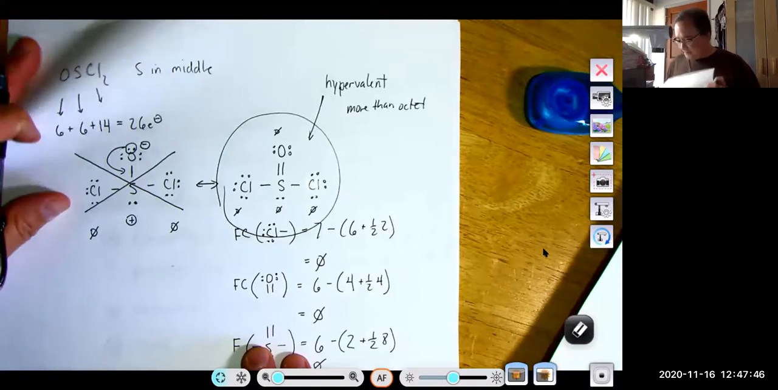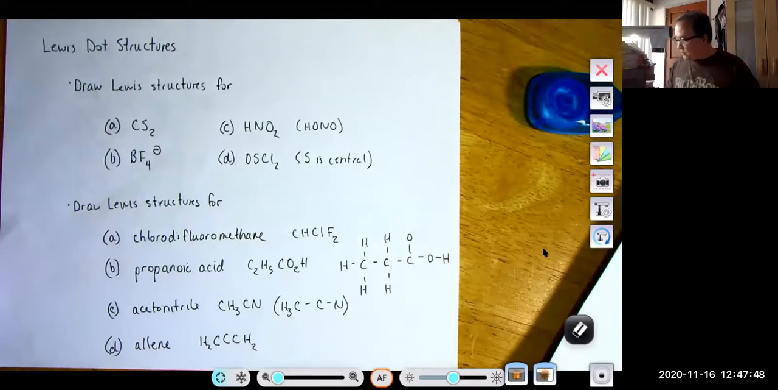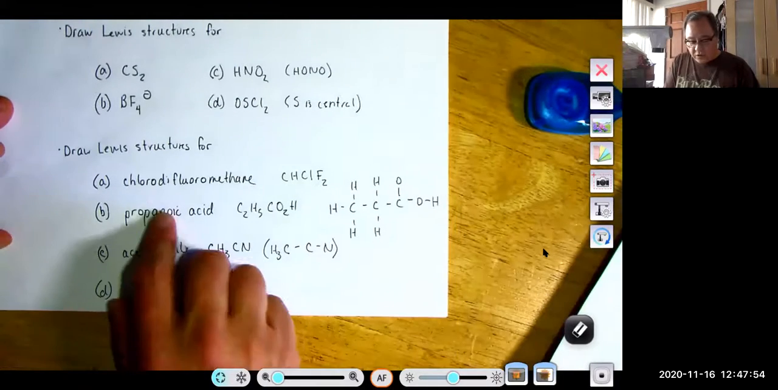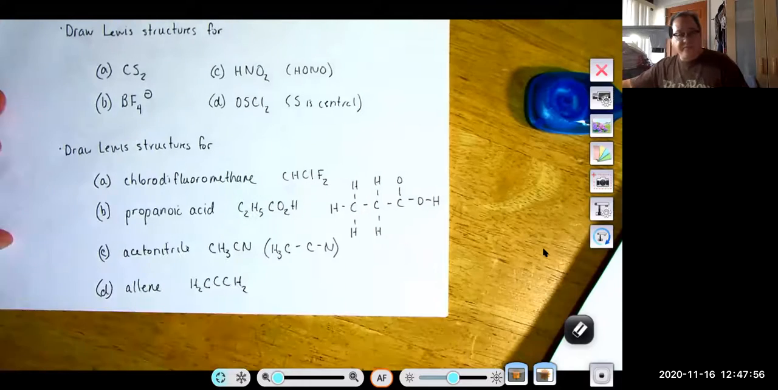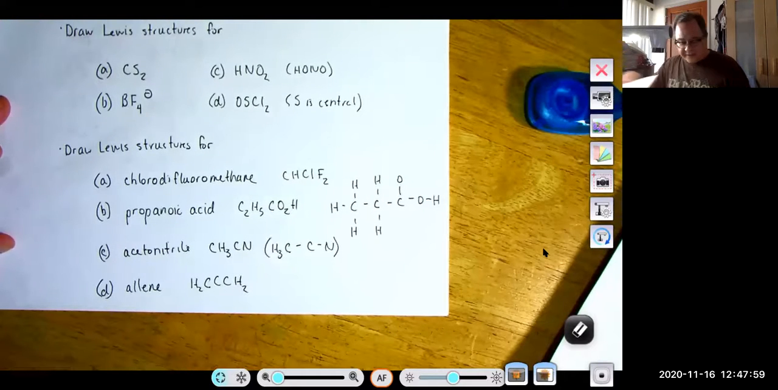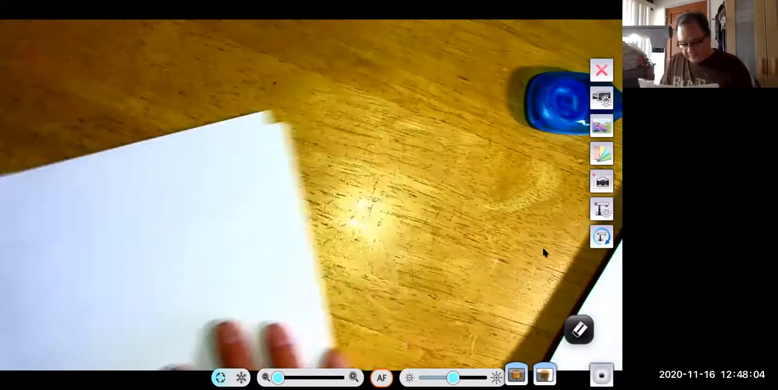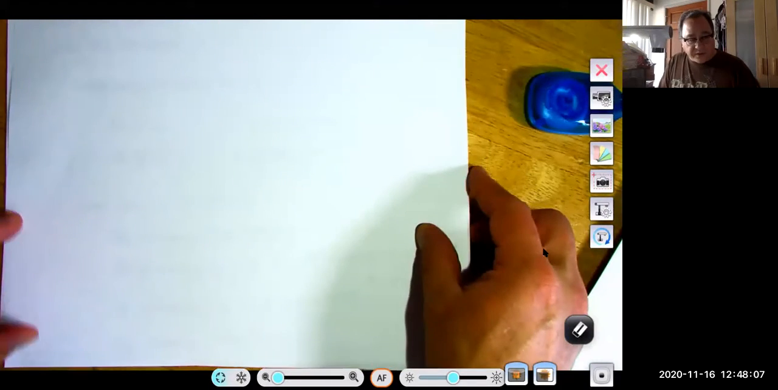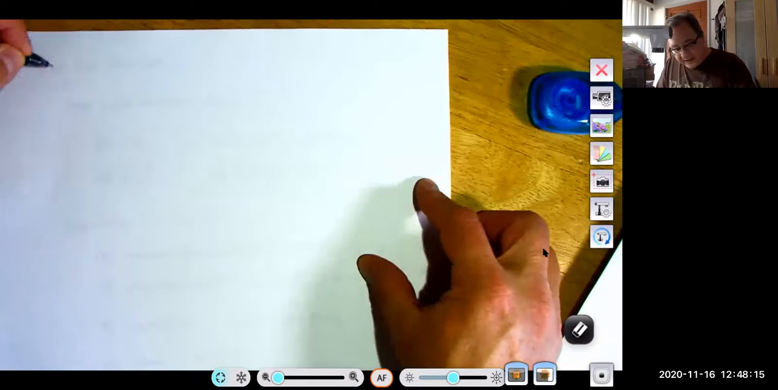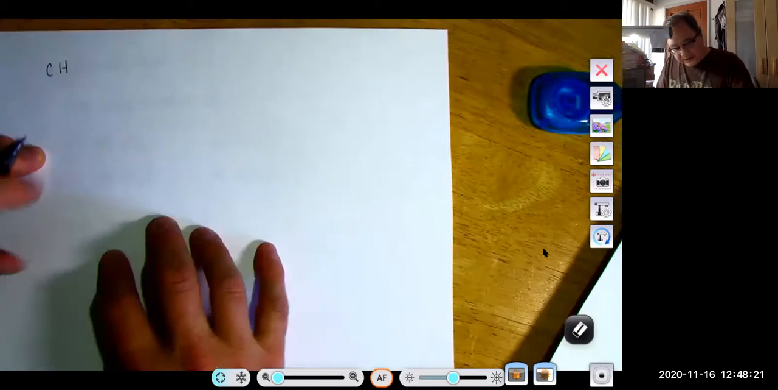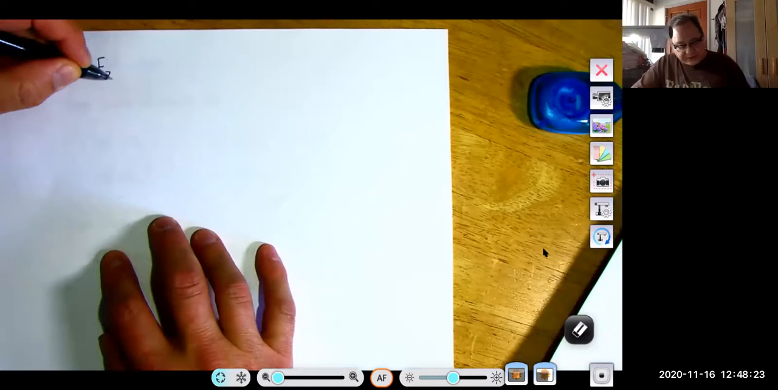Okay, we're going to move on then. So this is just more and more practice of drawing Lewis structures. So let's take a look here at this chlorodifluoromethane. So how are we going to interpret this? So I'm going to write the formula down. Not the name, but the formula, because that's what we're going to use to draw the Lewis structure. And the formula is given as CHClF2. I think this is used as a refrigerant.